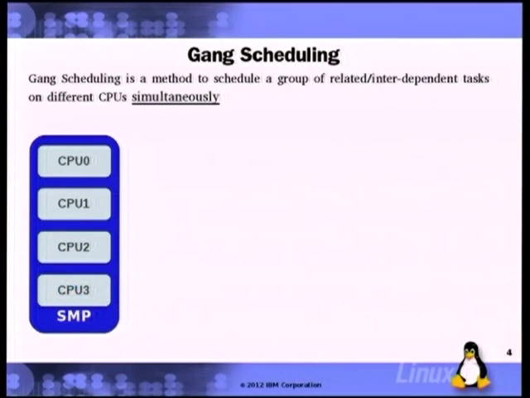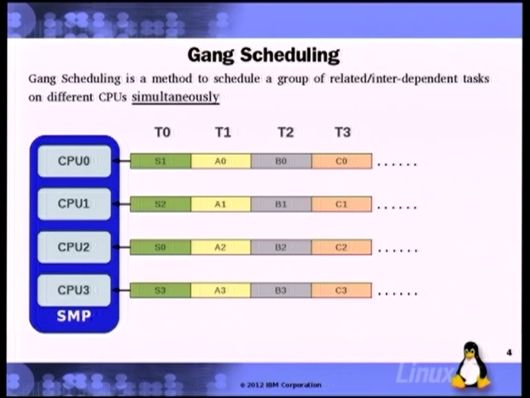So what difference would the gang scheduler bring to this scene? Gang scheduling is a method to schedule a group of related or interdependent tasks on different CPUs simultaneously. In a similar setup, we bring this kind of order, wherein at time T0 we have all the system tasks given access to the CPUs. At time T1 the tasks of group A are given access to the CPUs. At T2 it is groups B and C.